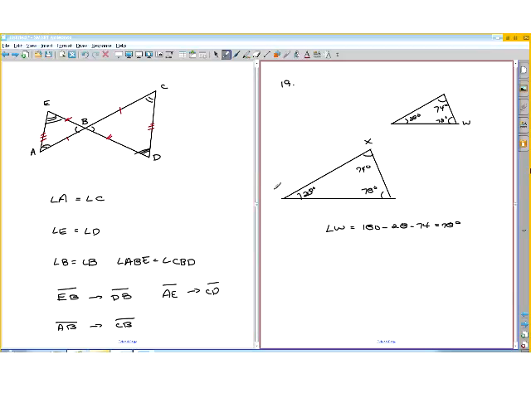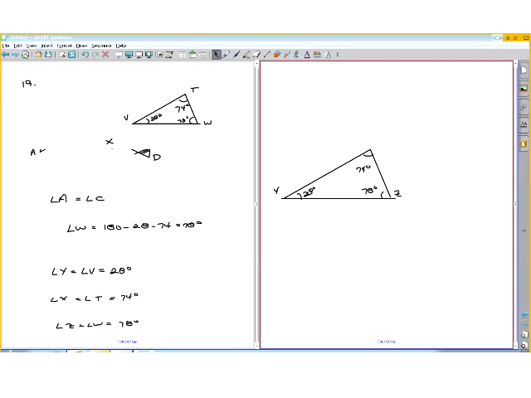And we have X, Y, Z, and T, V, W. So we can say that angle Y is equal to angle V, which is equal to 28 degrees. Angle X is equal to angle T, which is equal to 74 degrees. And angle Z is equal to angle W, which is 78 degrees.